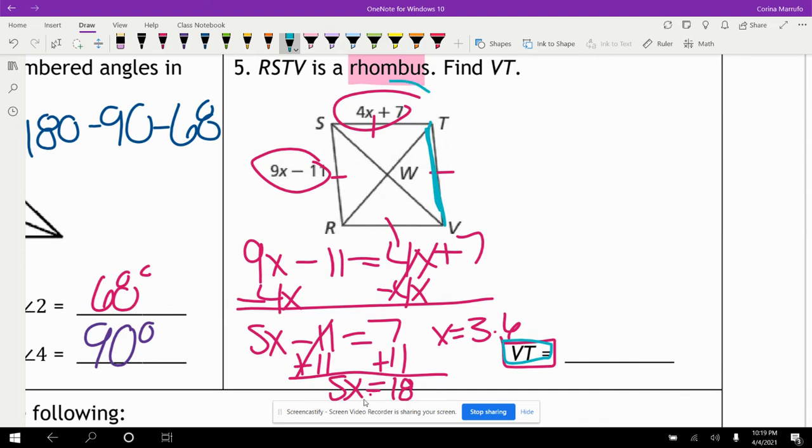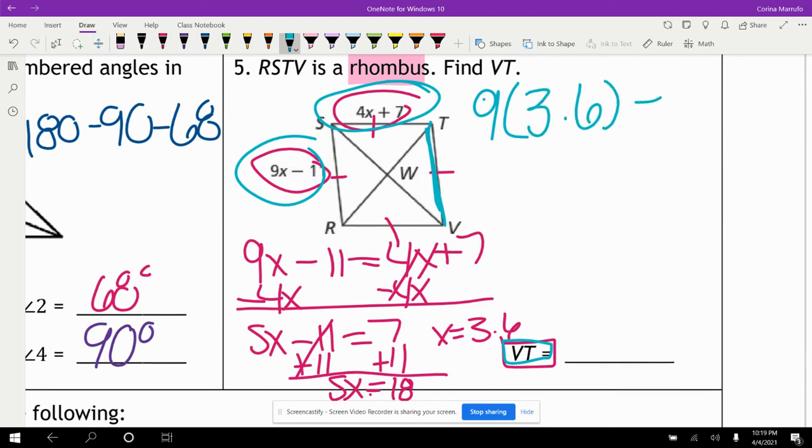So I'm going to go ahead and plug it into either one. Doesn't matter. I'm going to plug it into the 9. So 9 times 3.6 minus 1. That gives me 31.4. And then this one, they didn't give us units. Well, it's not minus 1. It's minus 11. Whoops. Minus 11. It should be 21. Whoops. Okay.